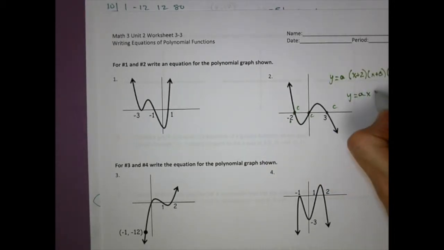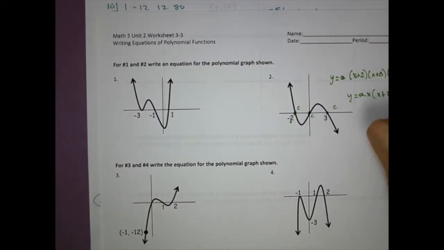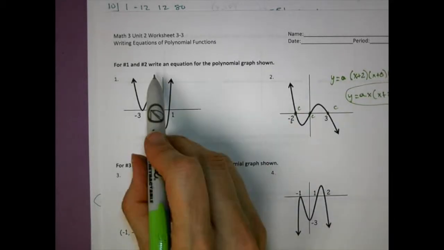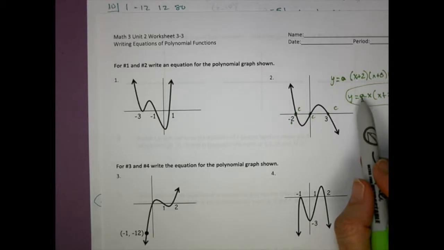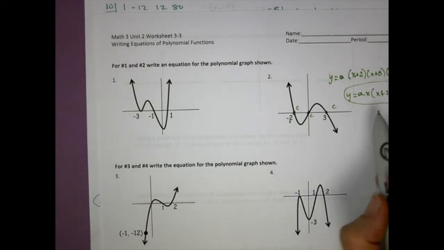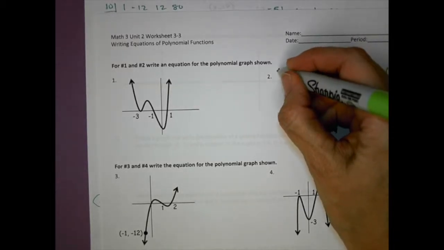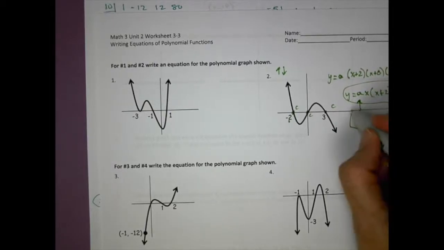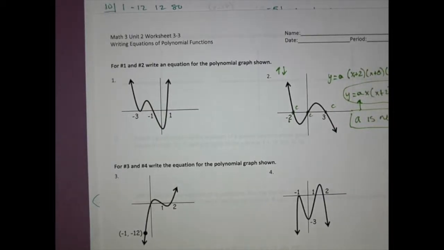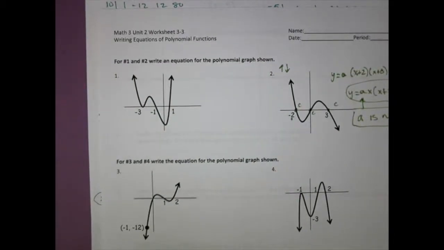Since it says write an equation for the polynomial graph shown, any number that they had in that A spot, most likely 1, but if their lucky number is 17 and they want to put that there, that would be fine. In this case though, one thing that they need to think about is this is starting high and ending low, which means in this case A is negative. So if they want to put a number in that spot, they need to put a negative number. If they want to put a variable, they need to say whether A is a positive or negative number that it's representing. Okay, so that's what's going on in each of these.